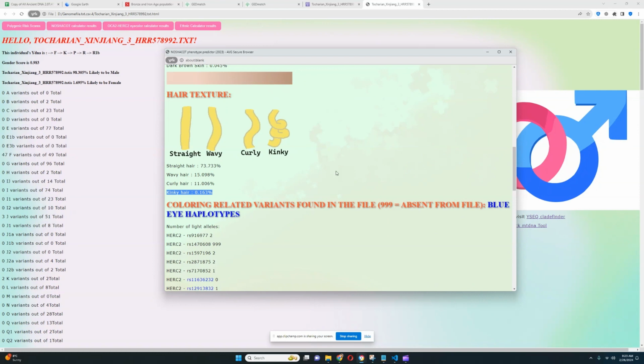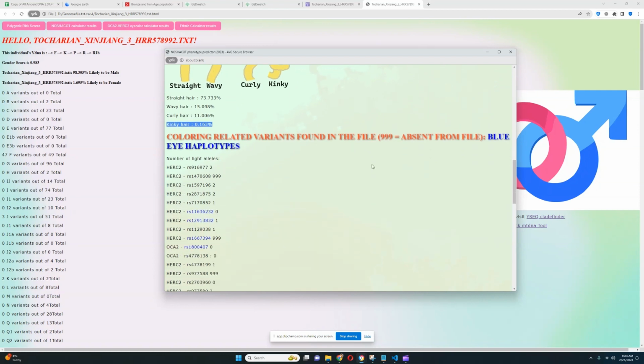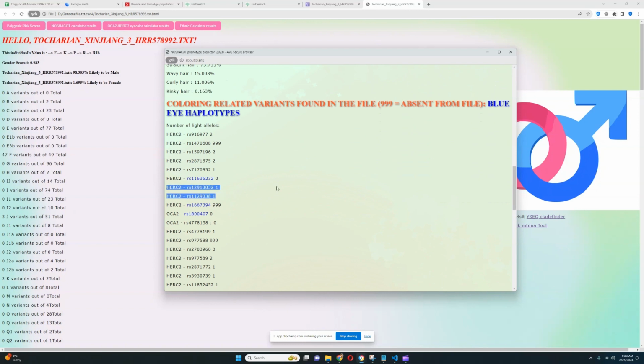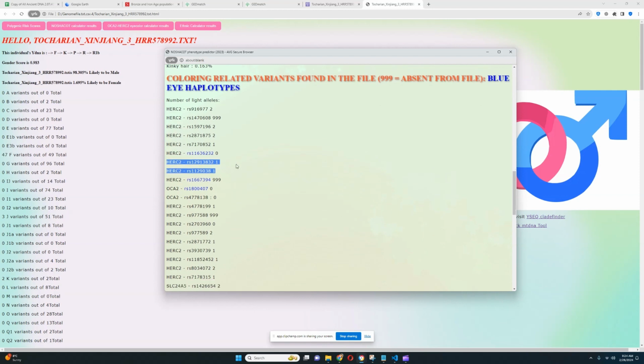Let's go ahead and look at the coloring-related variants found in the file. So it looks like he's heterozygous for BEH2, which is very interesting. Heterozygous for BEH2 means he does carry the light color variants in blue eye haplotype 2. And this would imply that Afanasyev also probably had these light color variants there, which is actually pretty big when you think about it, because I'm used to thinking that among the Afanasyev culture, there weren't any light color variants in BEH2. In this case, it looks like there might have been some, because he has heterozygous genotype here.